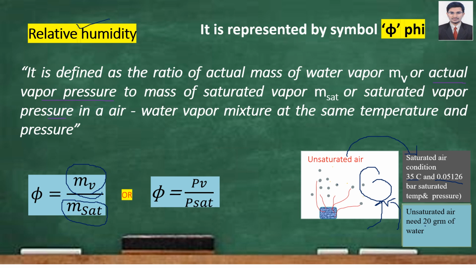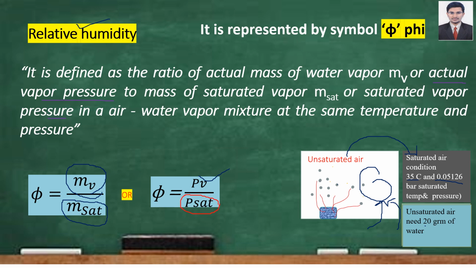Now another equation. When you supply 20 gram of water to the atmospheric air, the measured pressure will be PV, that is the actual water pressure. When you supply insufficient water, the pressure of the vapor is PV, the actual pressure. And what could be the pressure of the saturated condition, that is P saturated.